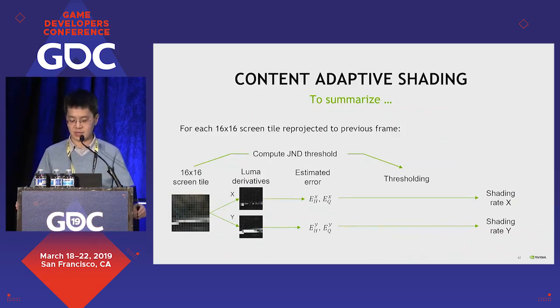So to summarize how we do content adaptive shading, for each 16 by 16 screen tile we project to the previous frame, we compute the per pixel luma derivatives in x and y, and then we compute the tile error estimates, EH and EQ, based on the luma derivatives in x and y. Then we compute the just noticeable difference error threshold for the screen tile, and we can decide the shading rate in x and y by testing the error estimates against that threshold.